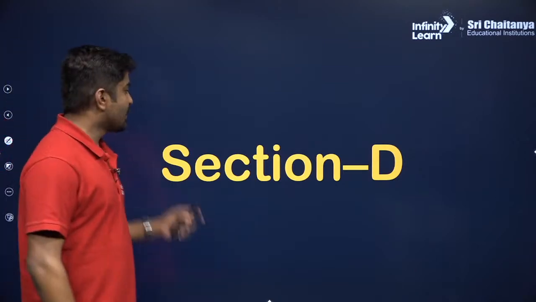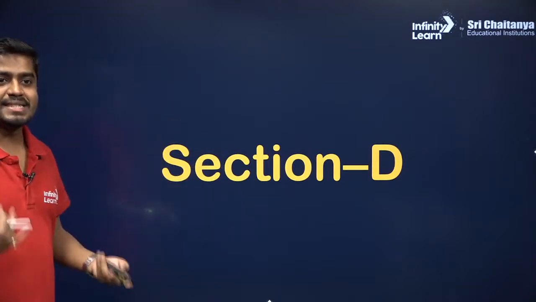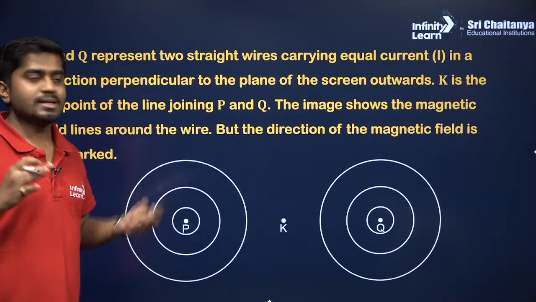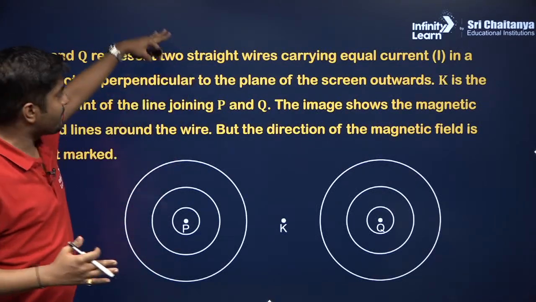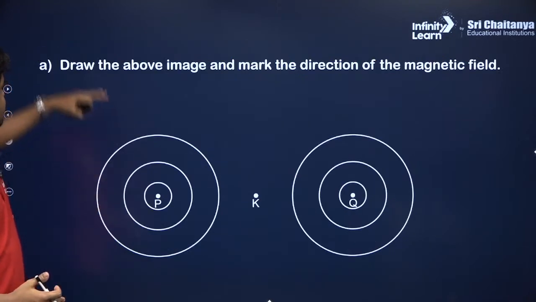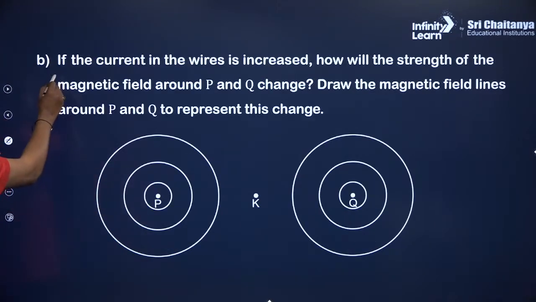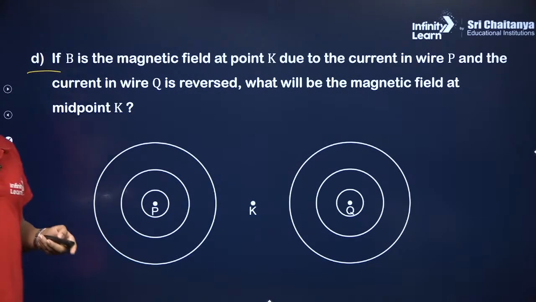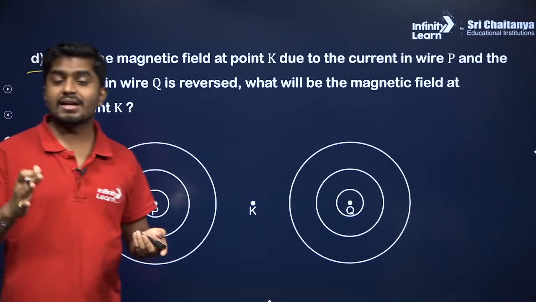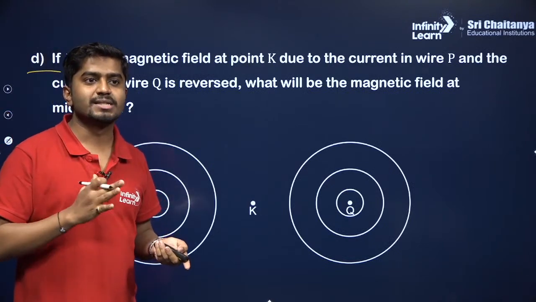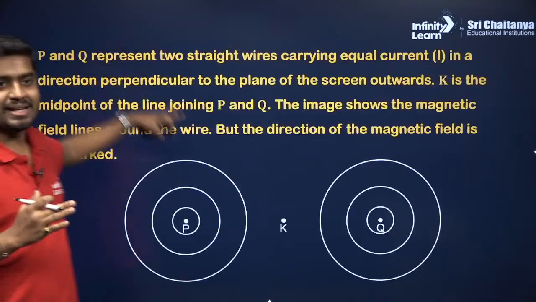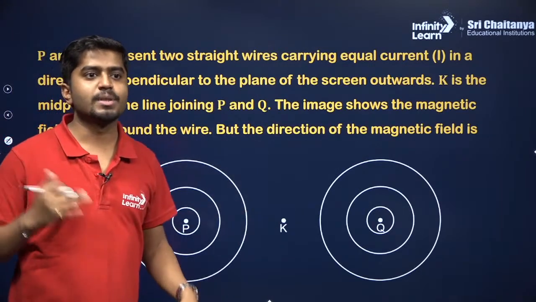Okay, so now let's go to the section D. Let's understand what is the question. I'll show you first the complete question. There is a paragraph and then there is question number A, there is question number B, C and D. So there are four sub questions based on the information in the paragraph.